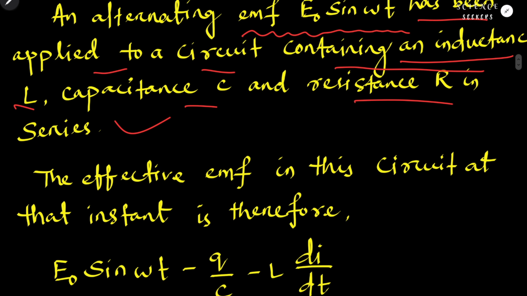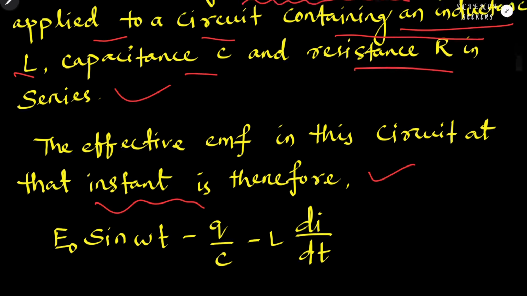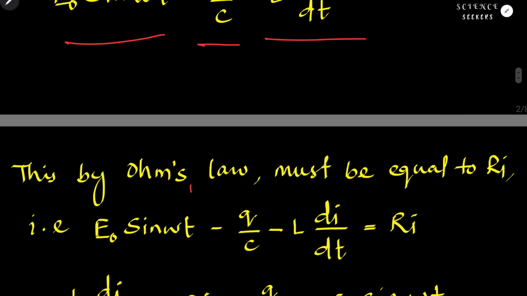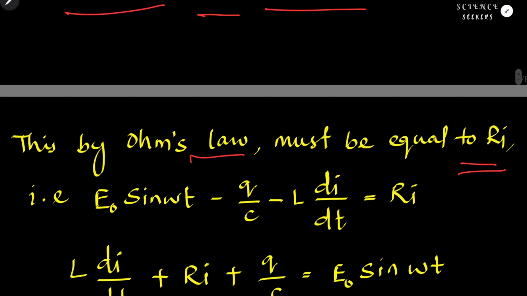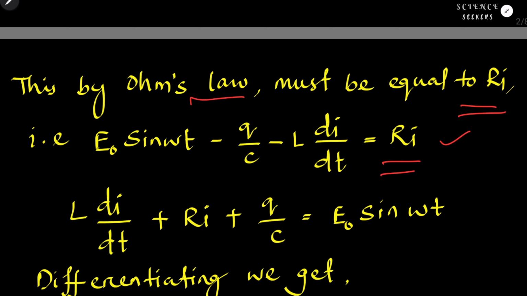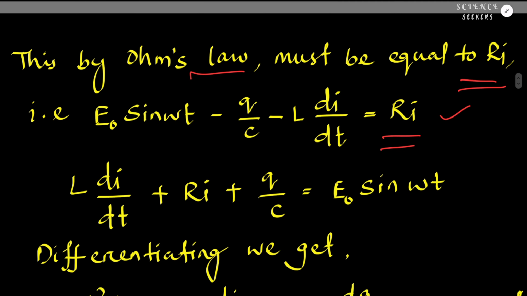So the effective EMF in the circuit at any instant is given by E naught sin omega t minus q by C minus L into di by dt. Using Ohm's law, it must be equal to Ri. So E naught sin omega t minus q by C minus L into di by dt is equal to Ri. That expression is reduced to L into di by dt plus Ri plus q by C equal to E naught sin omega t.